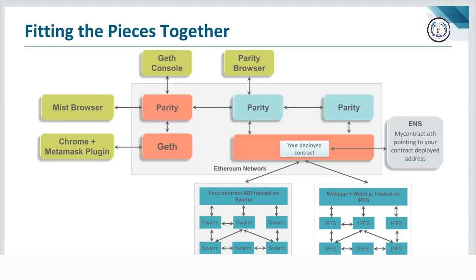Then there is ENS, which is Ethereum's naming system, which is a DNS for the Ethereum world. Just like you map an IP address to a human-readable name, you can map any Ethereum contract or wallet address to a human-readable name. Then we have Swarm and IPFS.